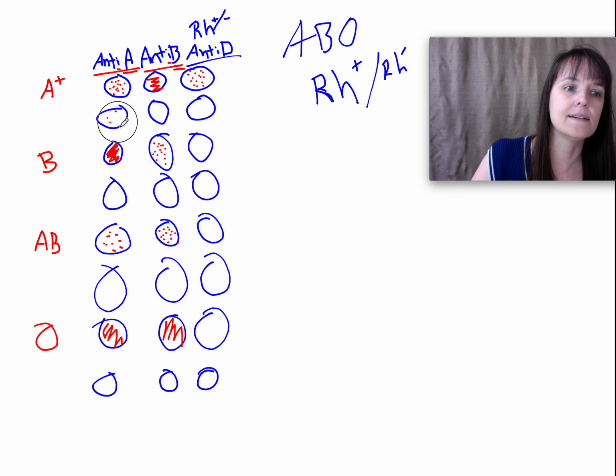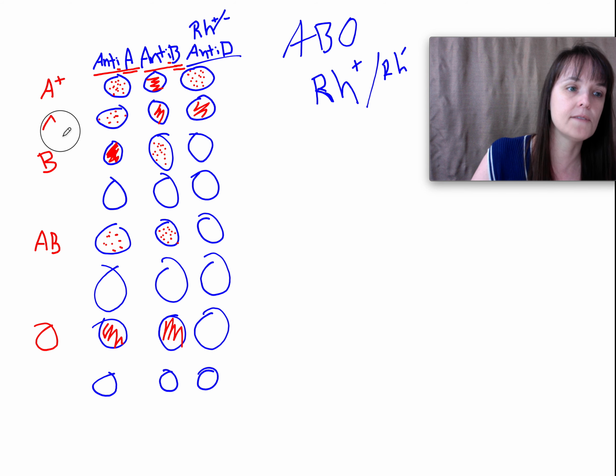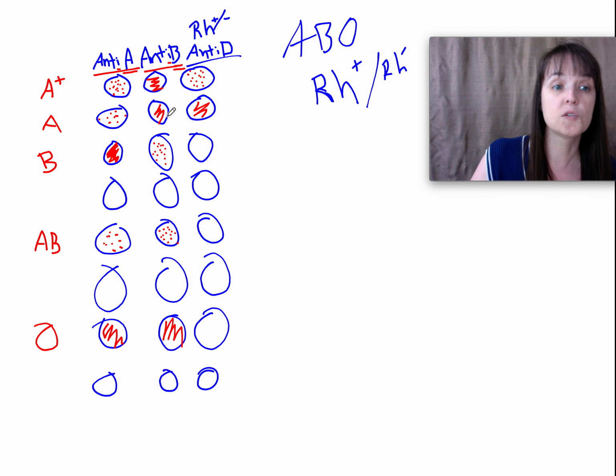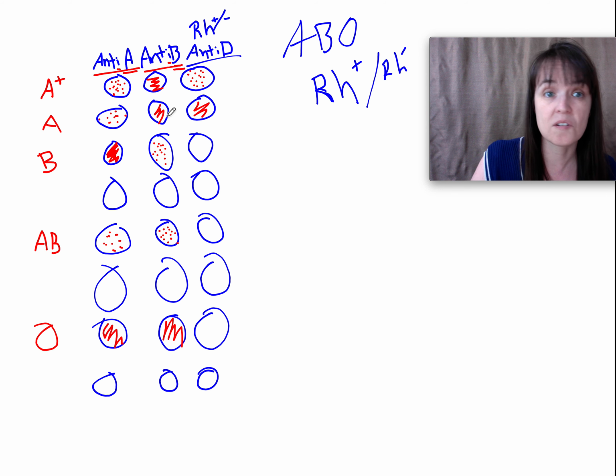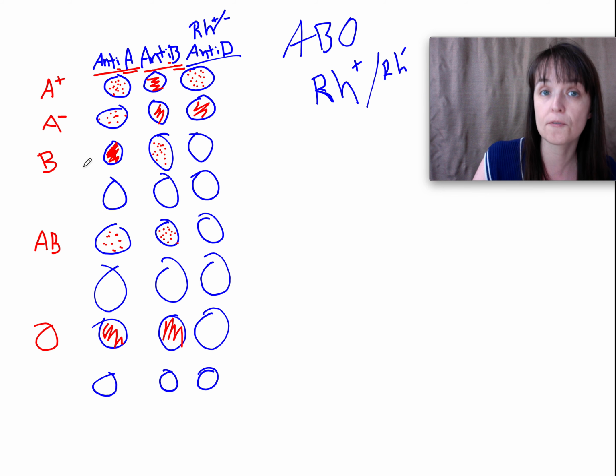What if we have a pattern of stippling, no reaction, no reaction. Anti-A only attacks A, dots means it attacked, so definitely an A. Smooth means no attack, so no B. Smooth means no attack, so no RH. So this one is negative for the RH factor.